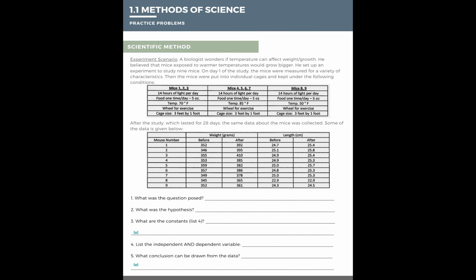Okay, so mice 1, 2, and 3 had 14 hours of light per day, food 1 time per day, and they got 5 ounces. Their temperature was 70 degrees Fahrenheit. They did have a wheel for exercise, and their cage size was 3 feet by 1 foot. Okay, so if you notice, mice 4, 5, 6, and 7, and mice 8 and 9 have very similar situations. There's only one thing that is being changed.